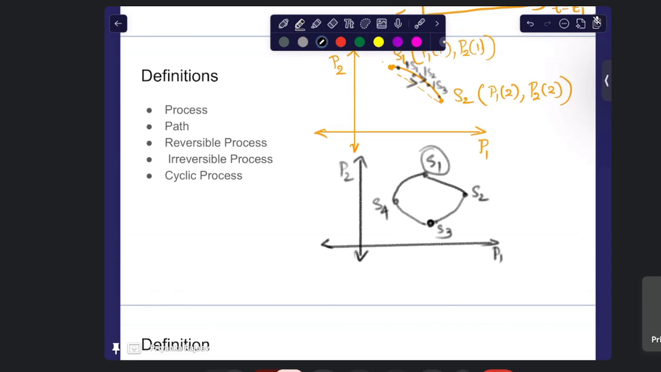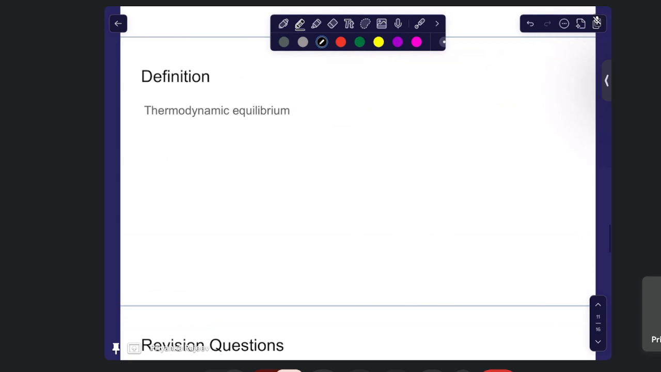Next up is thermodynamic equilibrium. When we are talking about state and property, equilibrium is a very important concept. Whenever we say that the state exists or this is the property, we are saying that it is not going to change immediately, because it has reached that measurement.